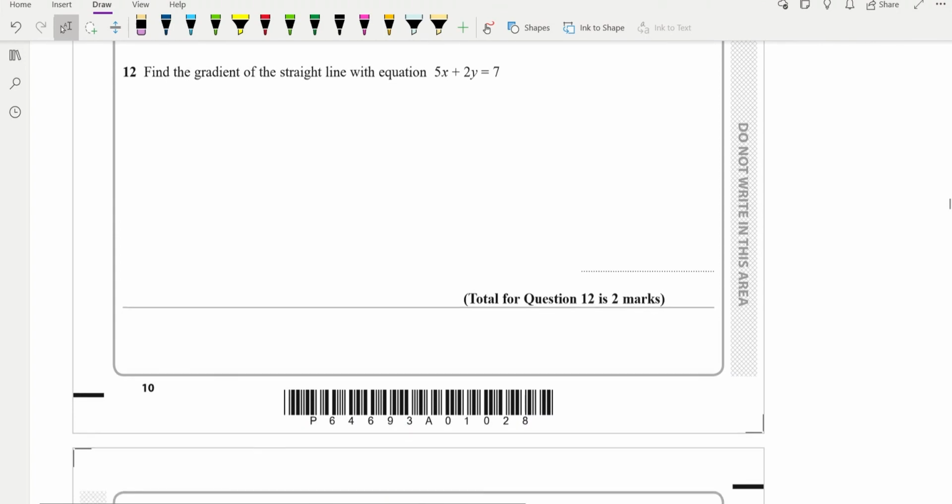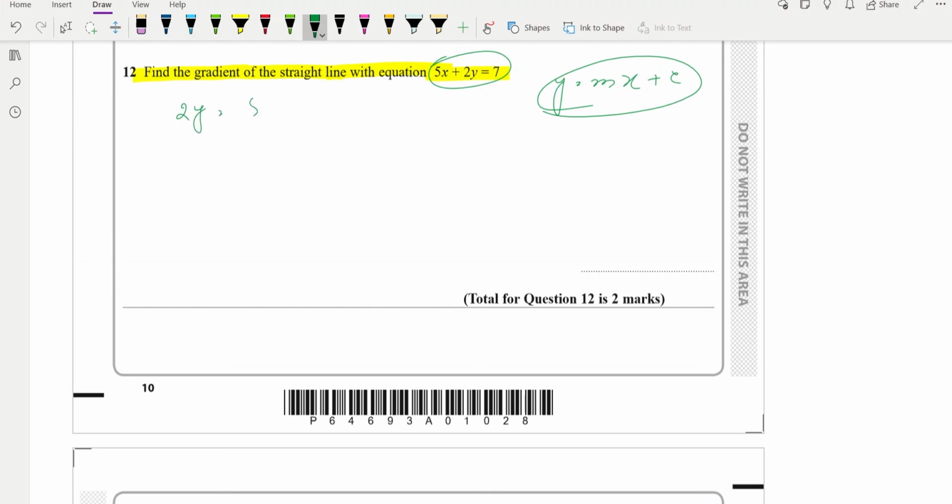Now question number 12, find the gradient of the straight line with equation this one. So we know y is equal to mx plus c. This is the equation of a line in slope intercept form, and we will be using this format for this equation. So we can shift 5x to the other side. So 2y is equal to minus 5x plus 7, and next we can shift 2 also to the other side.